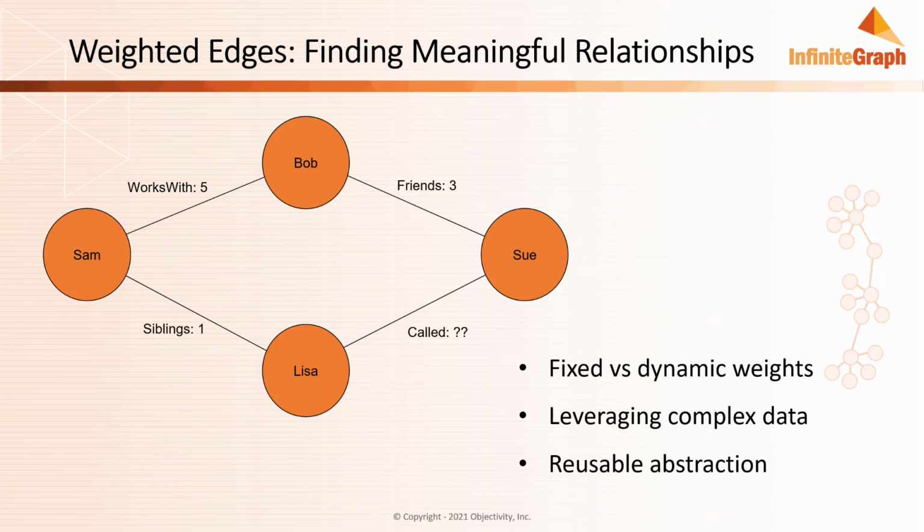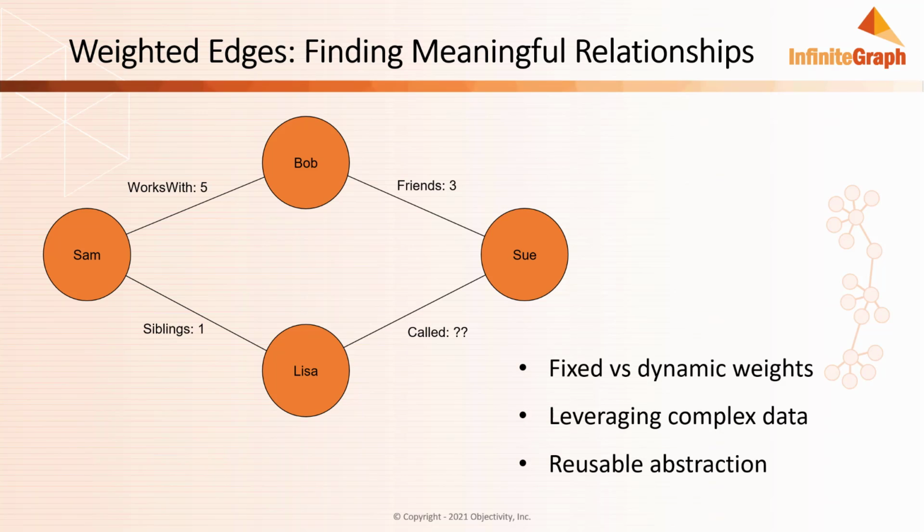But edge weights are not just about distance. In another example, we might have several people that are related in different ways, and express the relationship between them as a weight. Sam and Bob work together. Bob and Sue are friends, Sam and Lisa are siblings, and Lisa may have used a phone to call Sue.